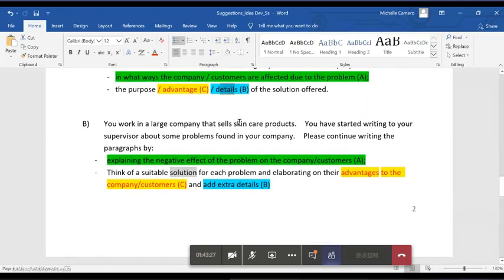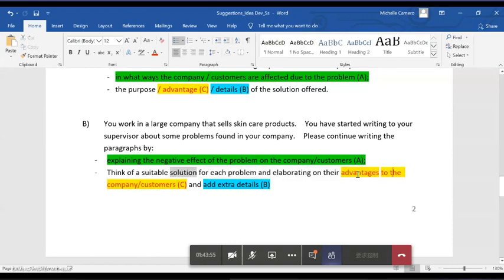You work in a large company that sells skincare products. You have started writing to your supervisor about some problems found in your company. Please continue writing the paragraphs by trying to explain the negative effect of the problem on the company or customer. Then you need to think of a solution for each problem and then add more ideas. Remember, elaborate means add ideas. So remember, you must give the advantage of the solution to the customer or company.